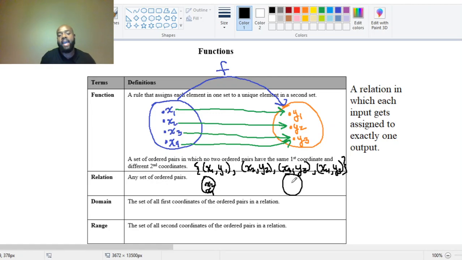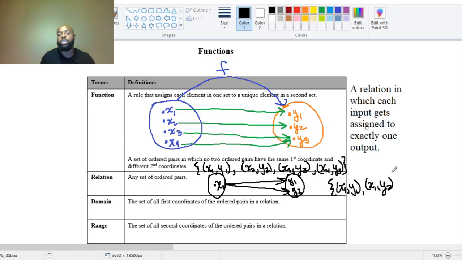And let's say I had, well, let's just make an x1 here. So for instance, I had x1, and let's say I had y sub 1 and y sub 2, right? Let's say x1 got assigned to y1 and y2 using some relation, right? Then the set of ordered pairs here will be x1 comma y1 and x1 comma y sub 2.